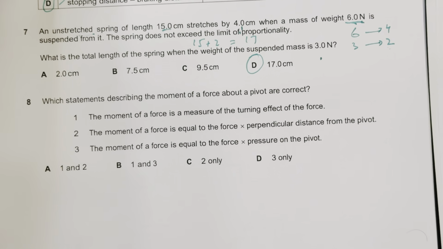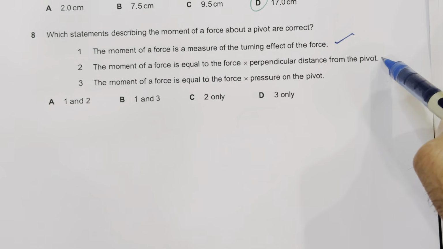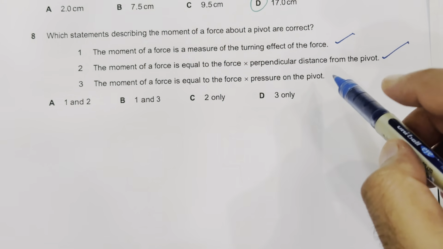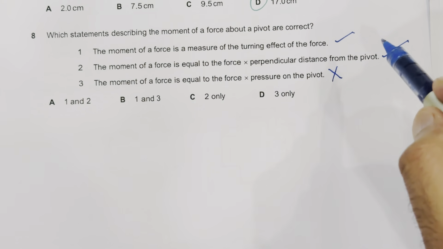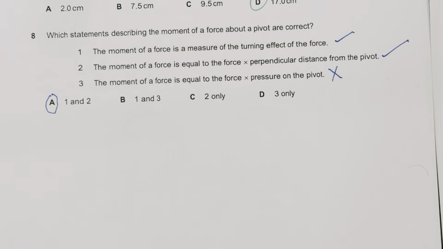Question number 8. Which statements describing the moment of a force about a pivot are correct? Okay, the moment of a force is the measure of the turning effect of the force. This is the right option. Option number 2, the moment of a force is equal to the force and the perpendicular distance from the pivot. This is also right. The moment of a force is equal to the force and pressure. No, this is wrong. It is option number A, that is carrying the 1 and 2 options.